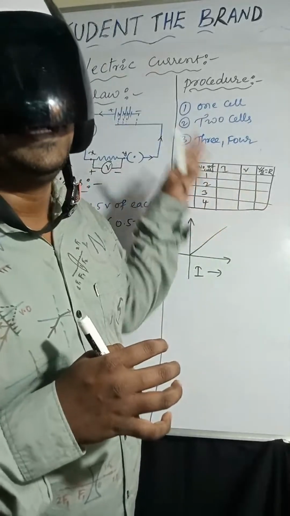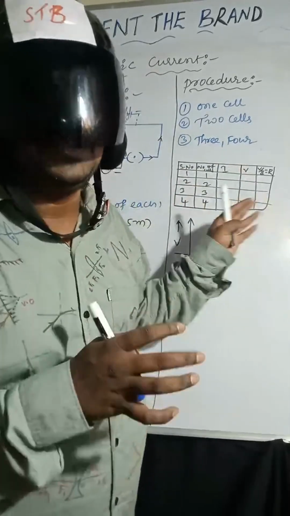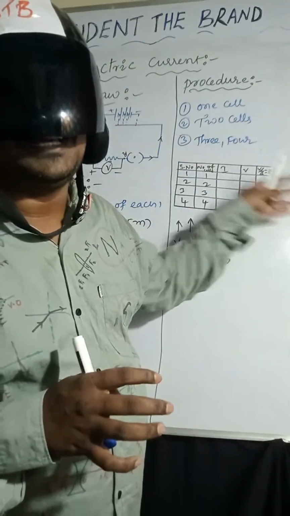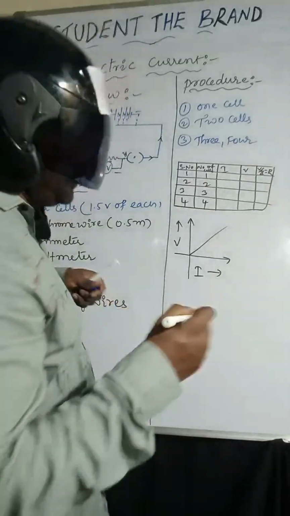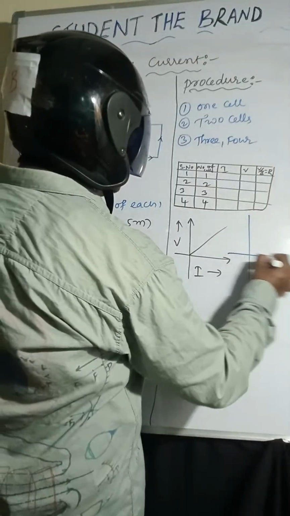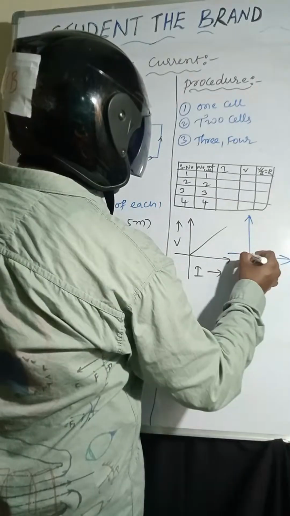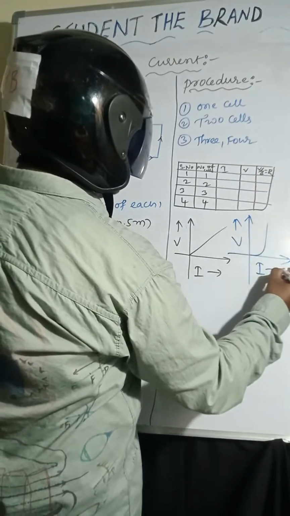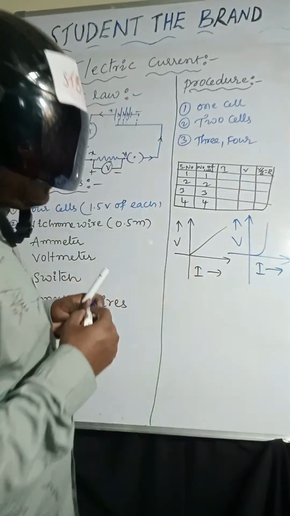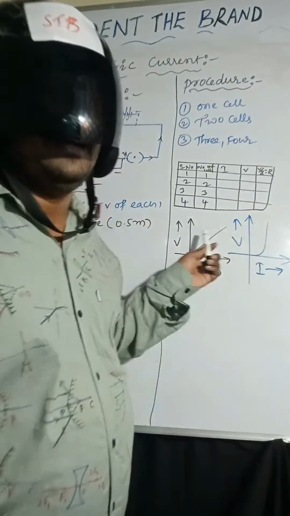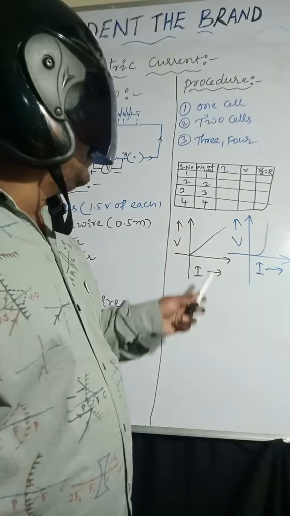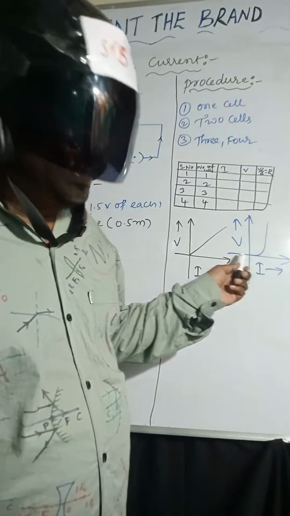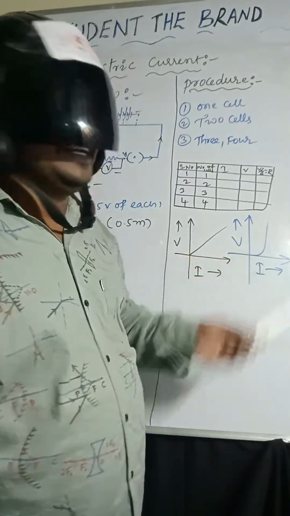This is for ohmic conductors. The conductors which obey Ohm's law are called ohmic conductors. The conductors which do not obey Ohm's law are called non-ohmic conductors. For non-ohmic conductors, the graph is curved, with V on the y-axis and I on the x-axis. So the VI graph is a straight line for ohmic conductors and a curve for non-ohmic conductors.